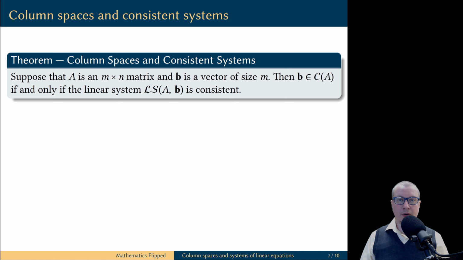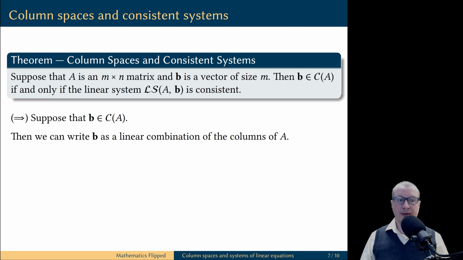This is an if and only if statement, therefore there are two separate implications for us to establish. First, in the forward direction, we are going to suppose that the vector b belongs to the column space of the matrix A. Then, by the definition of the column space, it means that the vector b belongs to the span of the columns of A, and in turn, it means that the vector b can be expressed as a linear combination of the columns of the matrix A.